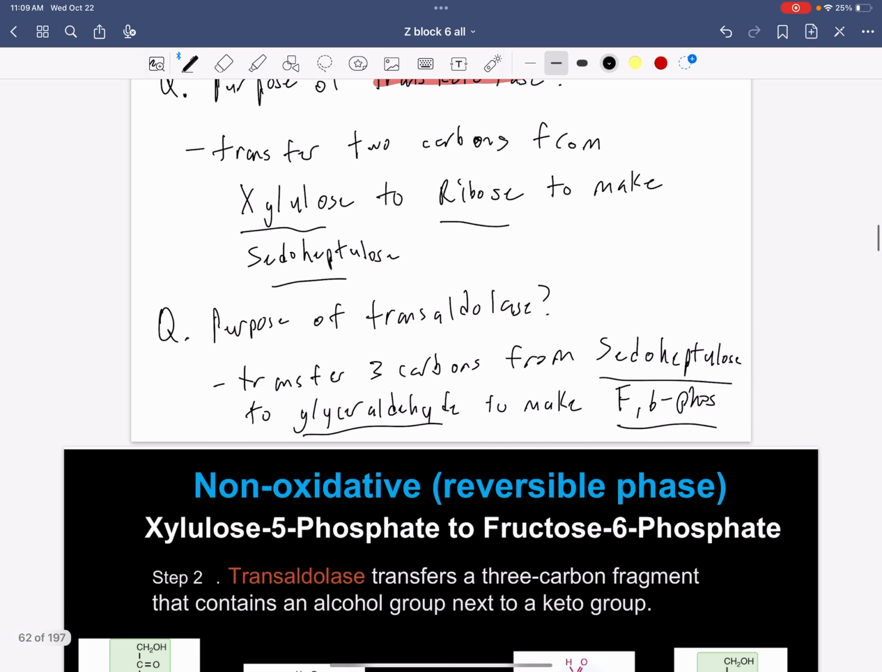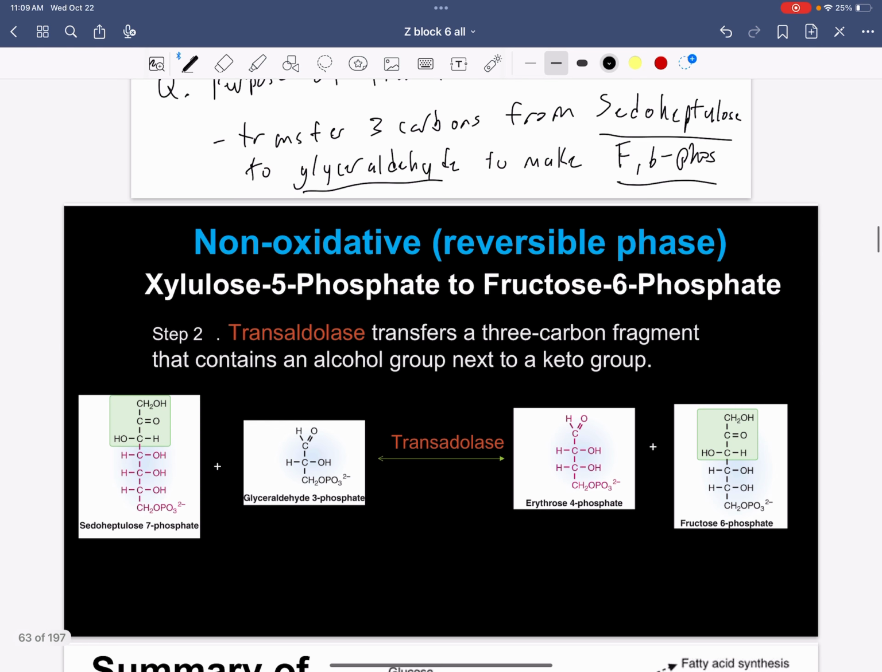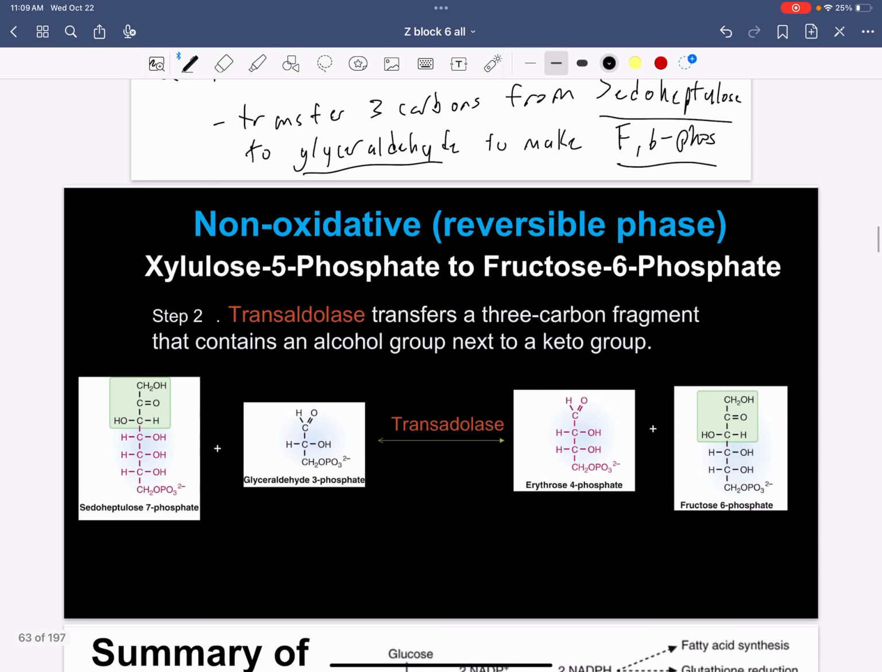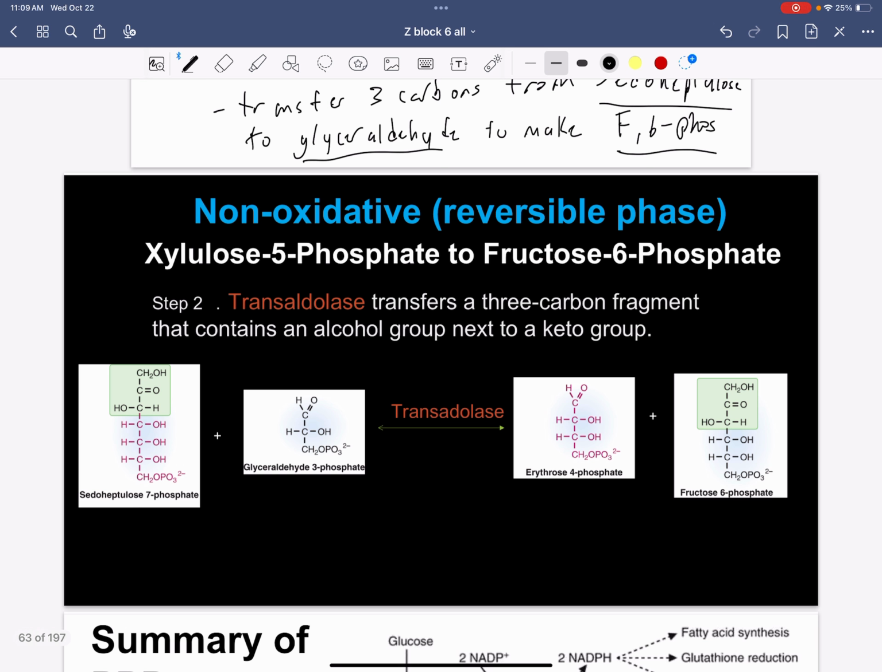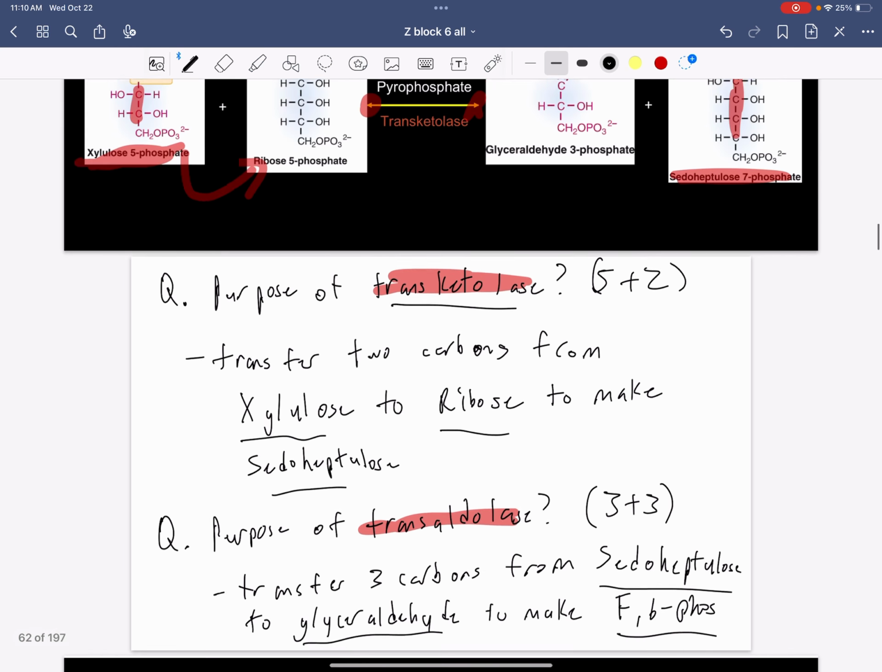The purpose of transaldolase is transferring 3 carbons from the sedoheptulose to the glyceraldehyde to make F6-phosphate. So this one is a little bit different. What you have here is that you're taking 3 carbons and adding it onto 3 carbons to make a chain of 6 carbons. So if you think about it simply, if you have 5 plus 2, that's transketolase. If you have 3 plus 3 to make 6, that is your transaldolase. And these are all under the reversible. This can switch back and forth.